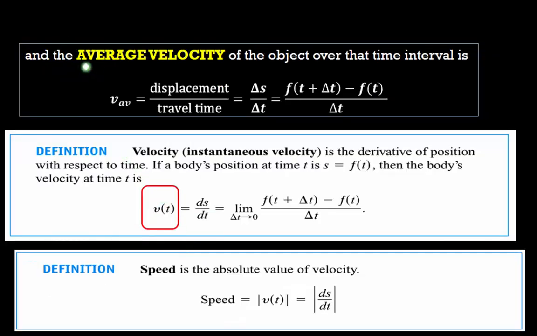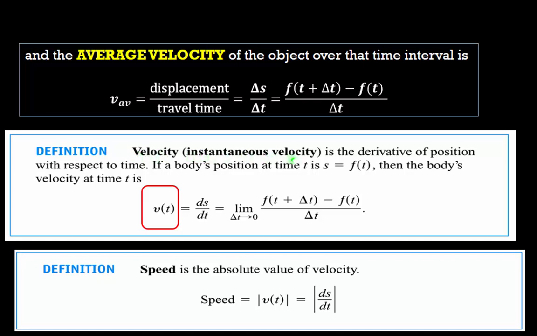Now, what is the average velocity? The average velocity of the object over the time interval is just delta s over delta t, displacement over the time elapsed. All right? So it's f of t plus delta t minus f of t, over delta t. Now, this is the average. So we have another definition when we talk about velocity.